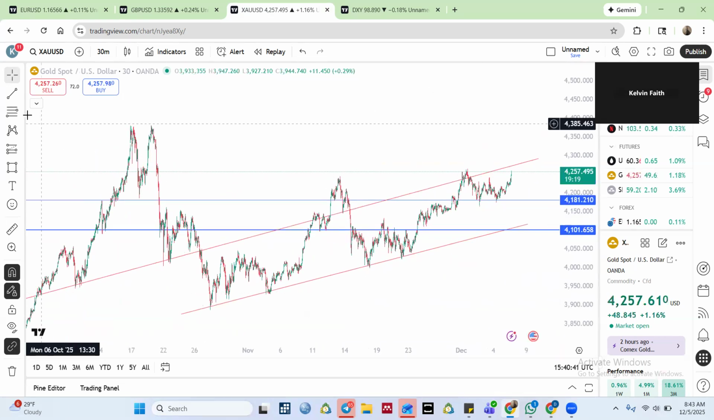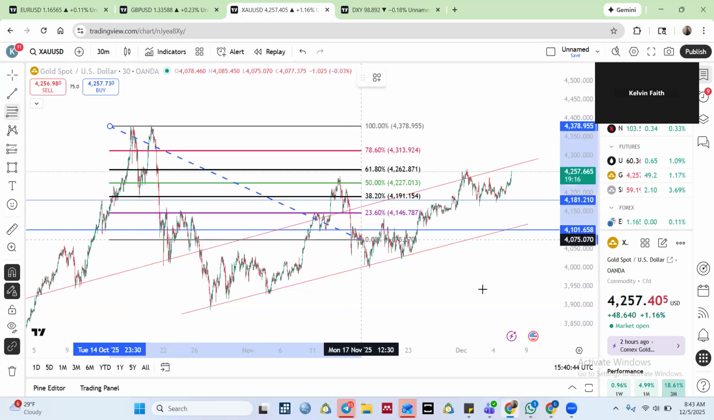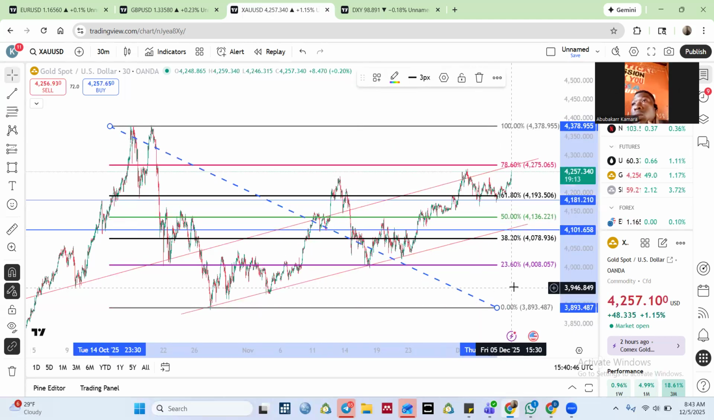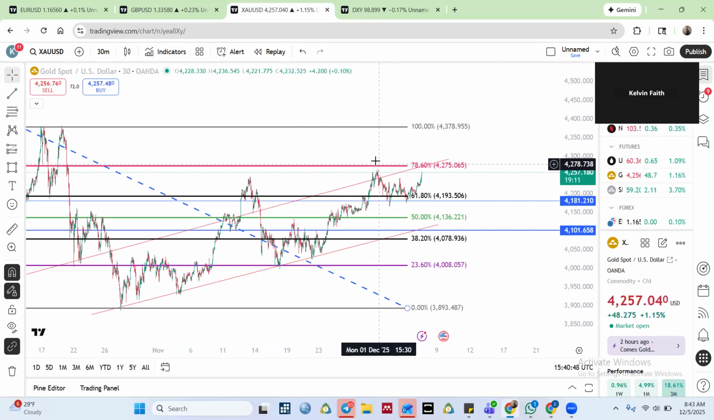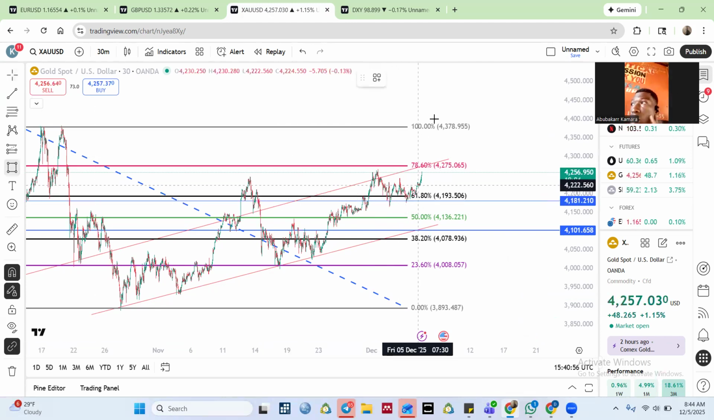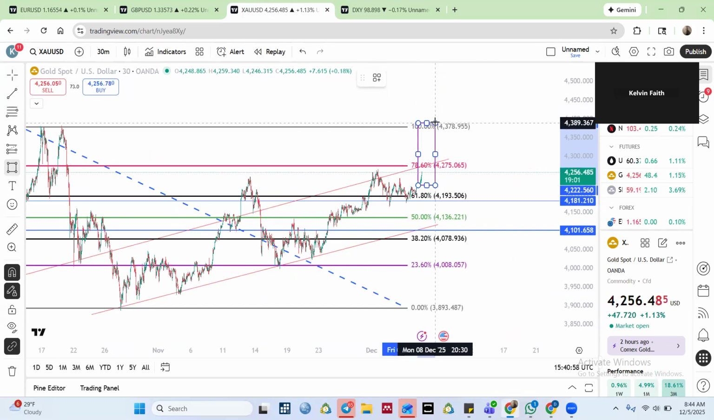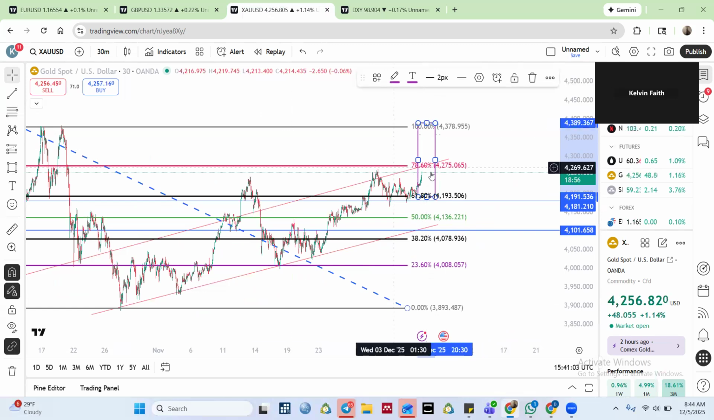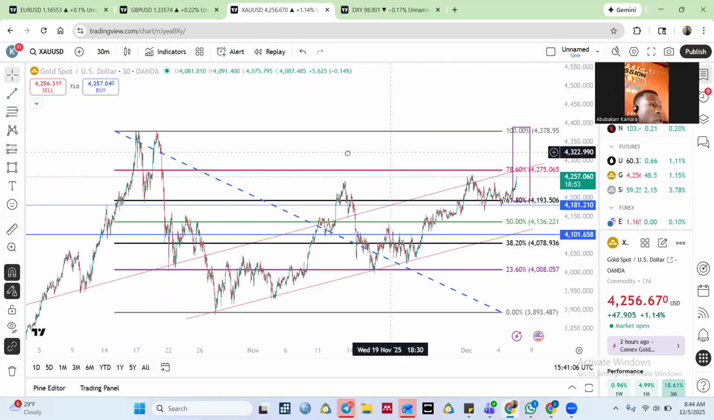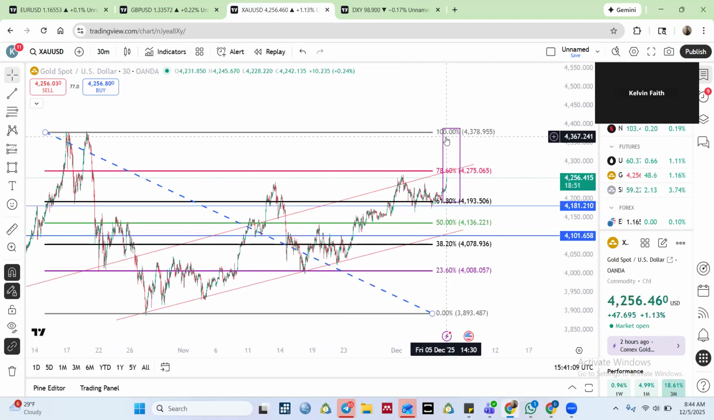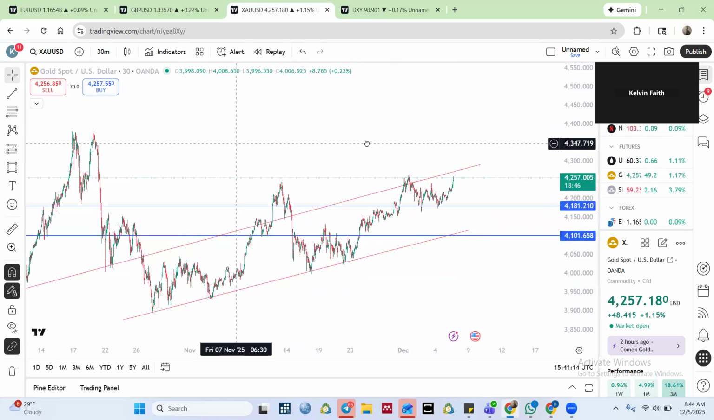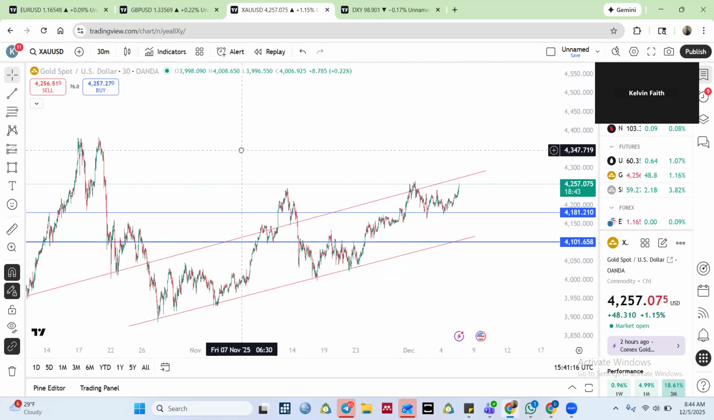So this is gold. Let's see. On the FIB, we hit close to 78.6%, and it says 61.8. This is a good spot for gold to make a new high or target the all-time high from 61.8, boom, to the upside. So this is a very sweet and good trade, but I'm not taking it. It's already moving.